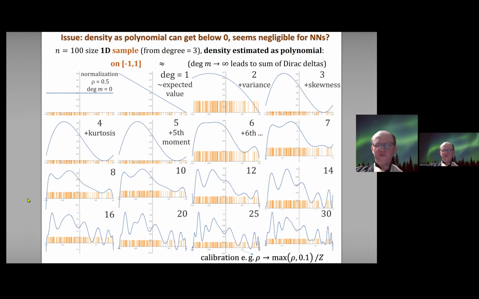And so with very high degree, you see that there is a problem that sometimes the density goes below zero. A density cannot do it, so we can, for example, calibrate it, take the maximum of this density, but then we need to normalize to integrate to one again. Yeah, so this is an inconvenience, especially this normalization. For a neural network, we can avoid it, I think.